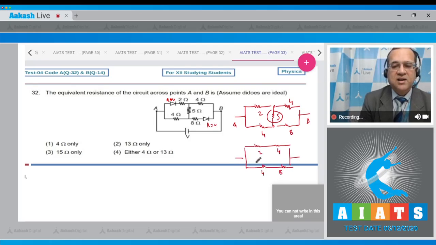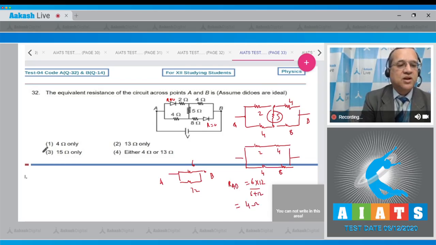and they are in parallel. If you solve, this becomes 4 plus 2, 6, and this is 12, and in parallel the value will become equal to the product over the sum, so 6 multiplied by 12 over 6 plus 12, and that is equal to 4 ohm. So the only option is 4 ohm, the first answer.